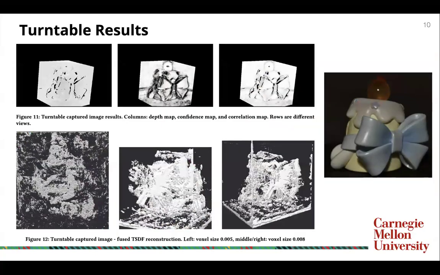And so here are some of the results using the turntable. As you can see, the depth estimates tend to be more saturated, but the confidence maps do look good and it does preserve detail. Looking at some of the 3D outputs, you can see that they are very sparse and there are a lot of holes, especially in areas that are less textured, but you can clearly see the outline of the bow.